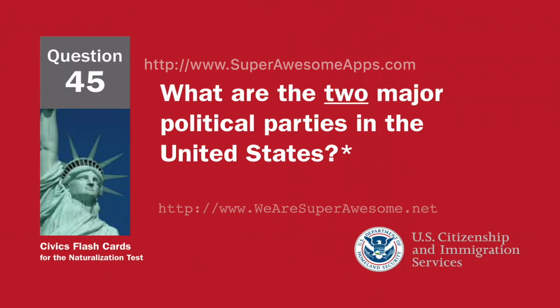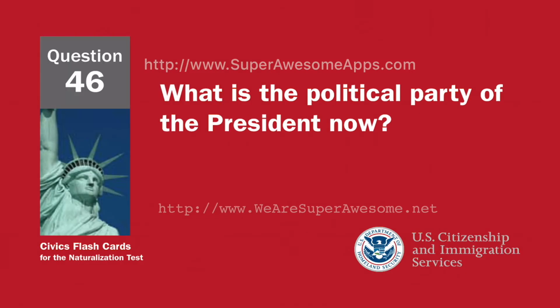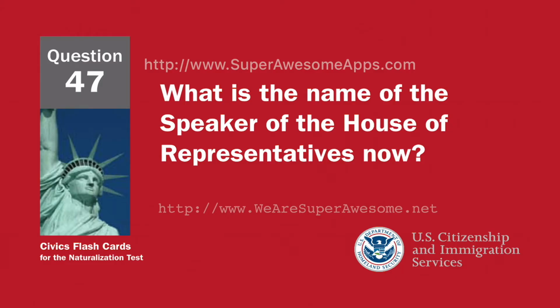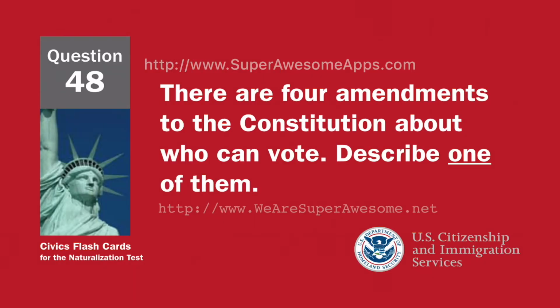What are the two major political parties in the United States? Democratic and Republican. What is the political party of the president now? Democratic Party. What is the name of the Speaker of the House of Representatives now? Nancy Pelosi. Pelosi. There are 4 amendments to the Constitution about who can vote. Describe one of them.